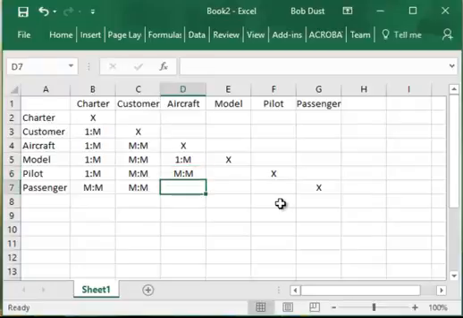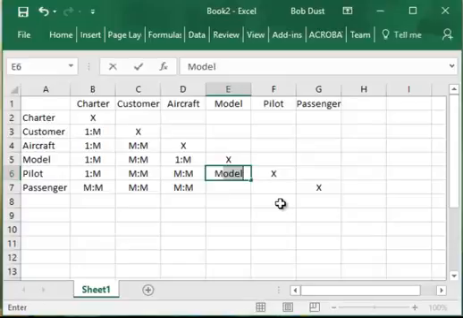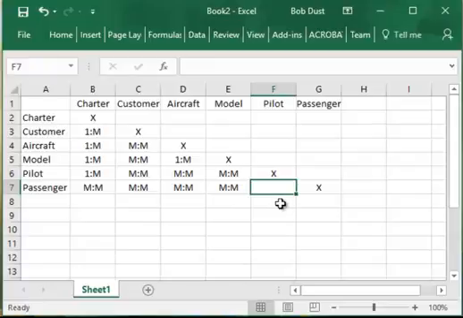Aircraft to passenger. An aircraft could have many passengers, and a passenger can fly in many aircrafts. Model to pilot. A model can have many pilots, and a pilot can fly different types of models. So that would be a many to many. Model to passenger would be many to many. And we have a pilot can fly many passengers, and passengers can be flown by more than one pilot.